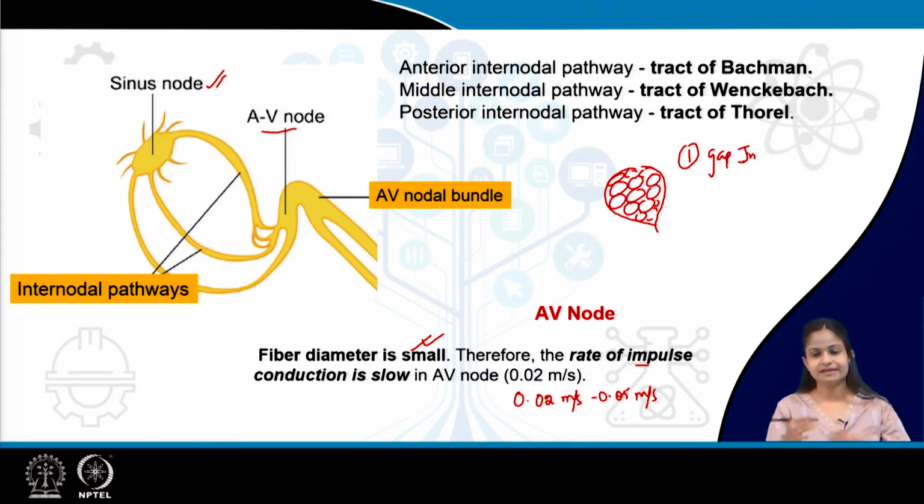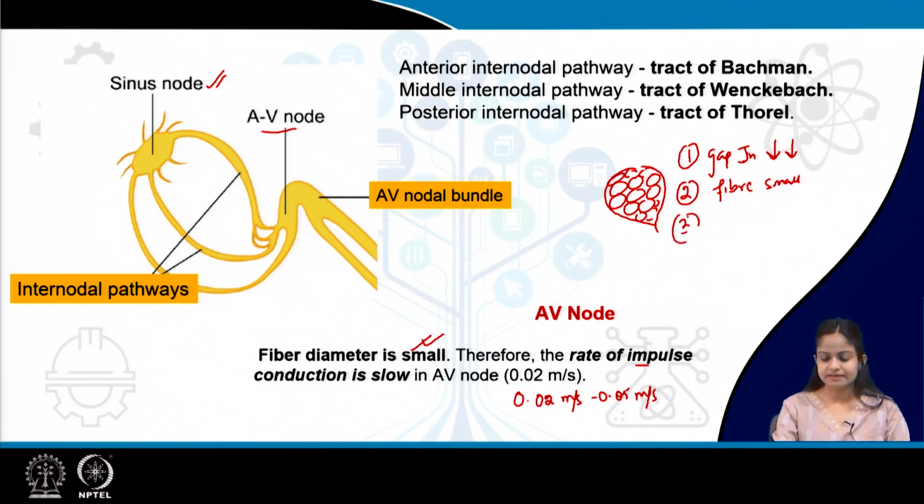Gap junctions are the electrical window which connect the two cells. These are comparatively less. That is why the conduction is slow. The second thing is the fiber diameter. The nodal fiber diameter is small. Now, the smaller the diameter, the higher the resistance to the flow of anything. Whether it is impulse, blood flow, or air flow, resistance is always high the smaller the diameter of the lumen or the fiber.